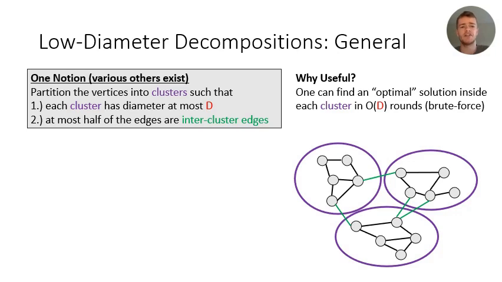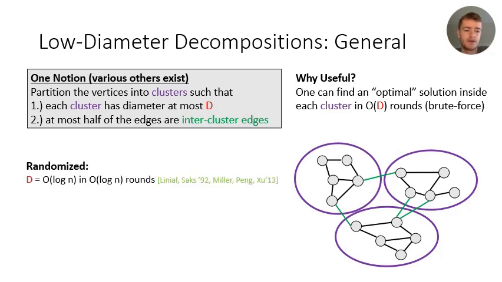Why is such a decomposition useful in a distributed setting? Intuitively, it's useful because it essentially reduces the diameter from some arbitrary value to d. In each cluster, we can brute force an optimal solution in order d rounds. In the randomized setting, there exists an algorithm running in log n rounds, producing a diameter of order log n. And this diameter of order log n is also the best possible existentially. This is by an algorithm by Miller, Peng, and Xu.